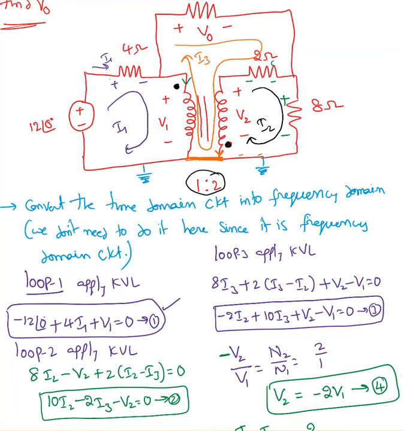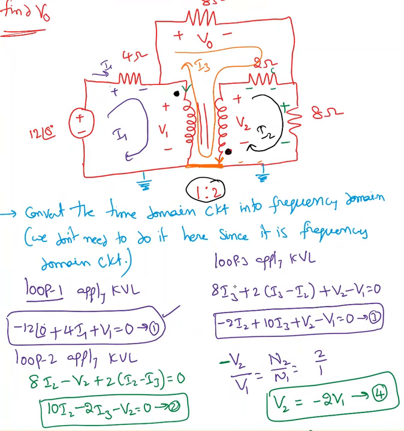Now loop 3, apply KVL in loop 3 equation. According to my loop 3, here 8 I3 plus 2 times I3 minus I2 plus V2 minus V1. So 2 I3 minus I2 plus V2. So current is entering the dot. So plus, the current is going towards down, entering the positive there. So plus V2 minus V1 equal to 0. That's my third equation. Okay, so third equation is minus 2 I2 plus 10 I3 plus V2 minus V1 equal to 0. Now the next equation we're going to do is a transformer ratio.